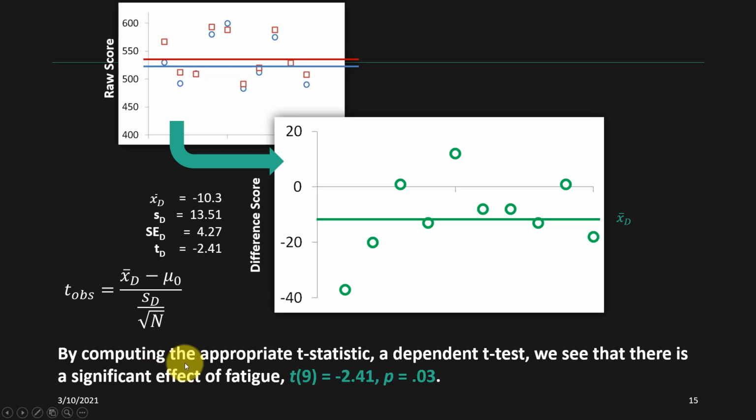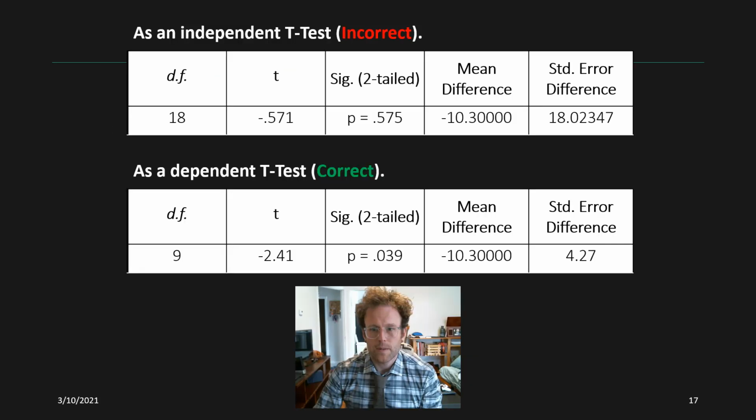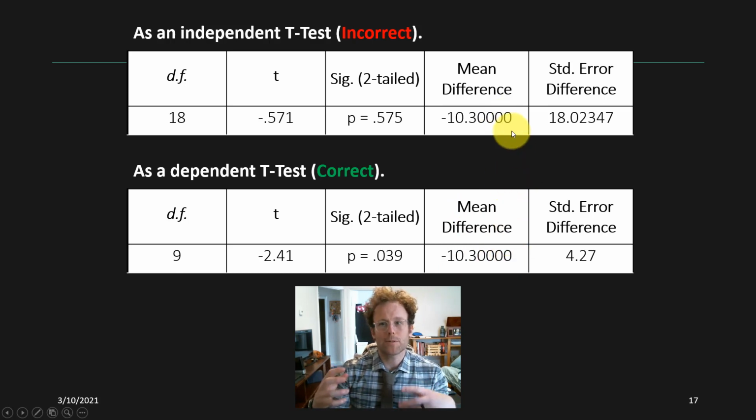So by computing the appropriate t-statistic using a dependent samples t-test, what we're actually going to see here is that there's a significant effect of fatigue where we have a t with 9 degrees of freedom of negative 2.41 and a p of 0.03. So if we compare these two things side by side, it's important to notice what's the same and what's different in these two situations. When we looked at our independent samples t-test, which is the incorrect approach, the mean difference was negative 10.3. Now, when we look at our dependent samples t-test, which is the correct approach, the mean difference is still negative 10.3. So in both of these analyses, that mean difference remains the same.